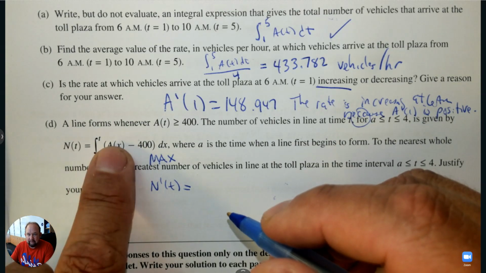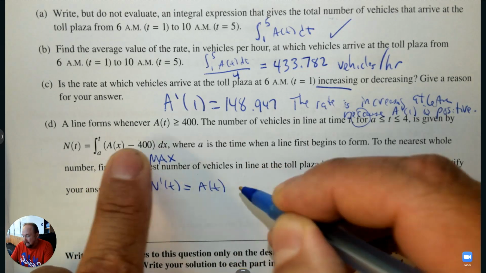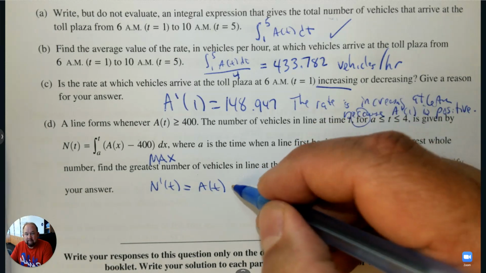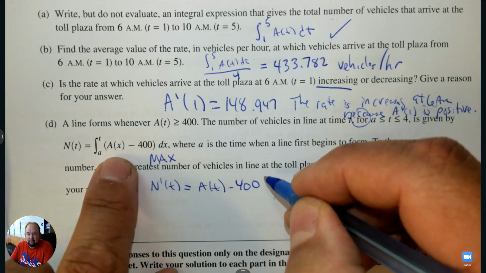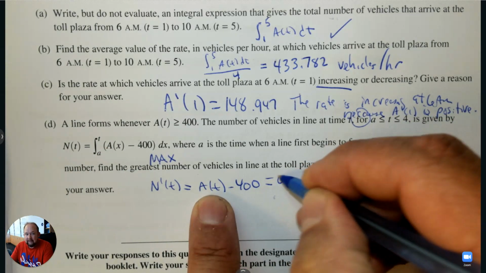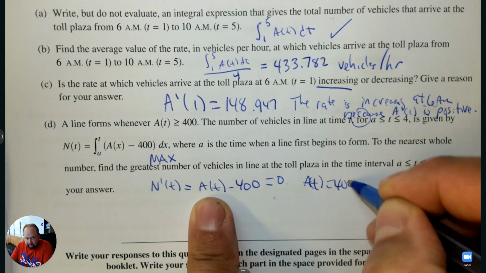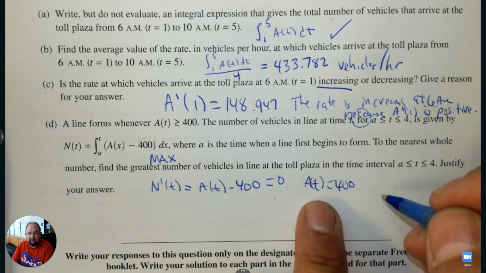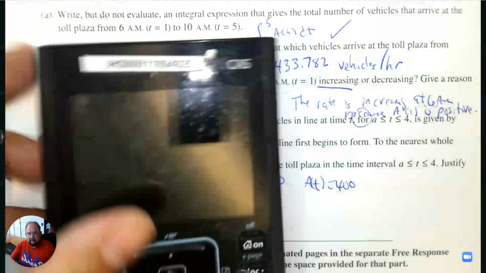So when you take the derivative of this, it's just going to be a at t, and the derivative of 400 is 0, so they cross out. You plug it in and just copy what you see with t instead of x. Make that equal to 0, and then add 400. And then it's when a at t equals 400, and then solve that equation. So a at t is like what we have in our equation.